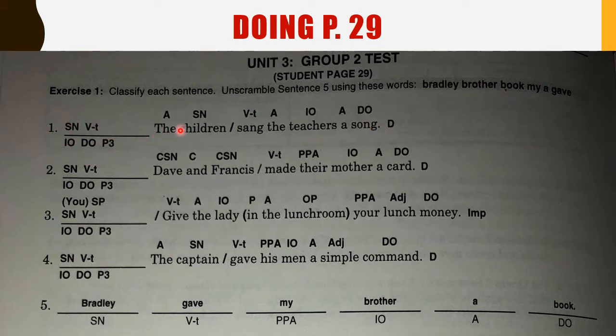So that is article adjective. Children is the subject noun. Verb, we have sang. This is the verb transitive type. And where do we put the slash between the subject and the verb? Between the subject and the verb. And what is that? Again, article adjective. Teachers is indirect object, while song is the direct object.